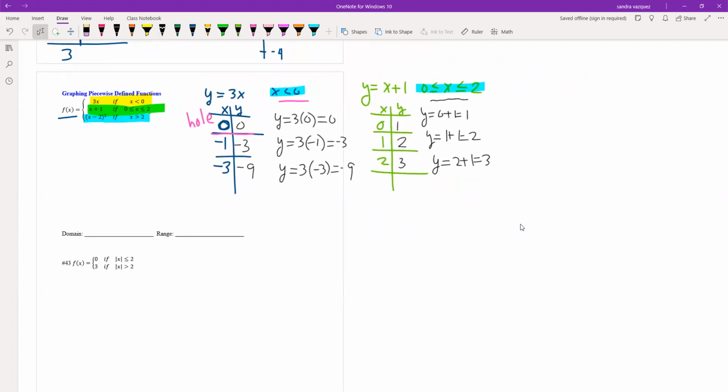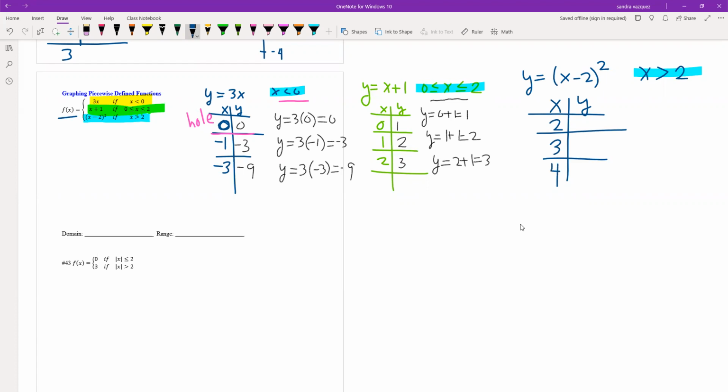Okay, so then for the last part, you have y equal to (x minus 2) squared. And then it gives you the inequality, x is greater than 2. I'm gonna make a t-table of values again, and I'm gonna start right here. It tells you greater than 2. So we're gonna start right there, not equal to 2, but greater than 2, so 2, 3, and then 4. I will pick 4. Okay, at 2, we're gonna have another hole.